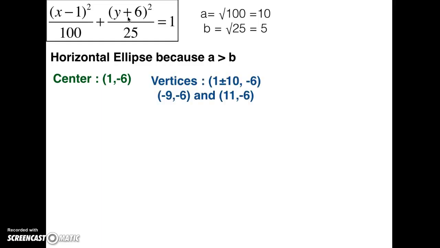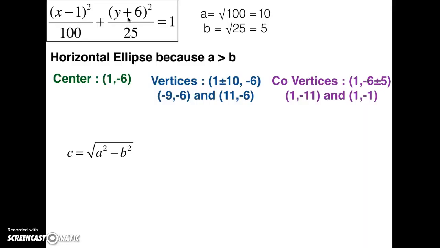The vertices, since it's a horizontal ellipse, we're going to add a to the h value. So we have 1 plus or minus 10, negative 6. We get negative 9, negative 6, and 11, negative 6. The co-vertices, we're going to add or subtract 5 to the k value. So we get 1, negative 11, and 1, negative 1.